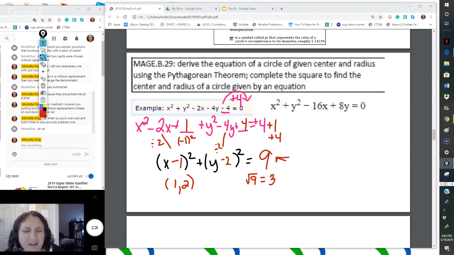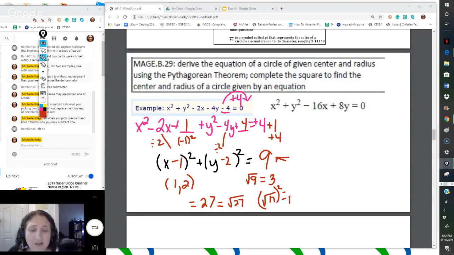Let's say this is an ugly number. Let's say they tell you that it equals 27. I'm making this part up. Then your radius would just be the square root of 27. No big deal. If they give you the square root of 17, don't forget when you square it, it's just going to be plain 17. Remember, that was something that you guys got stuck on in the interim.